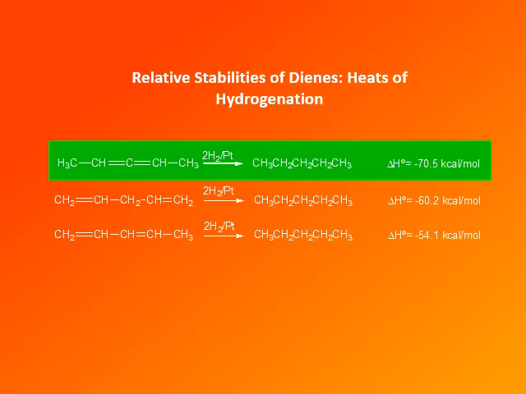Hydrogenation of an allene, and that's 2,3-pentadiene, releases a rather large amount of energy, 70.5 kilocalories per mole. So it is a highly exothermic reaction. That means that in general allenes are not very stable.